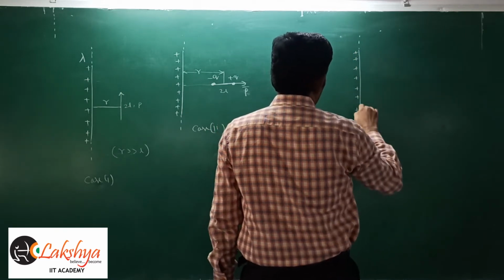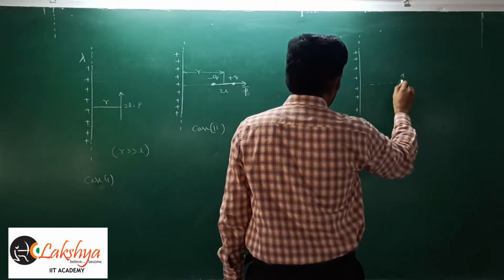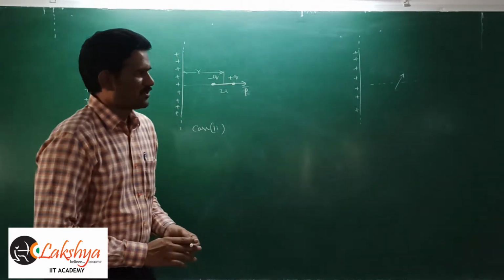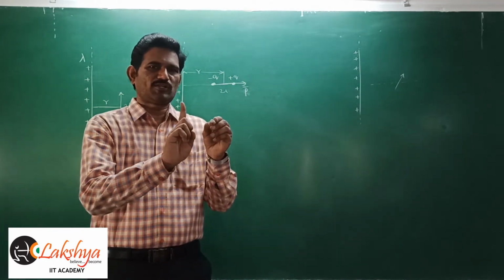Suppose this is the infinite line here. Then actually the dipole will be like this. The dipole is like this in the sense it is perpendicular in plane. That means now here the dipole is like this. If the line of charge is like this, then the dipole is placed like this.